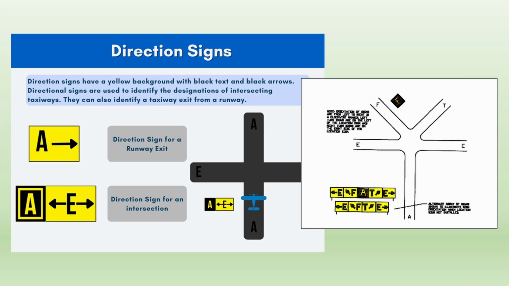Direction signs have a yellow background with black text and black arrows, and they're used to identify the destinations of intersecting taxiways. They also indicate a taxiway exit from a runway. So the A with the right arrow is a direction sign for exiting off of the main runway. So they tell you where to go on an airport.